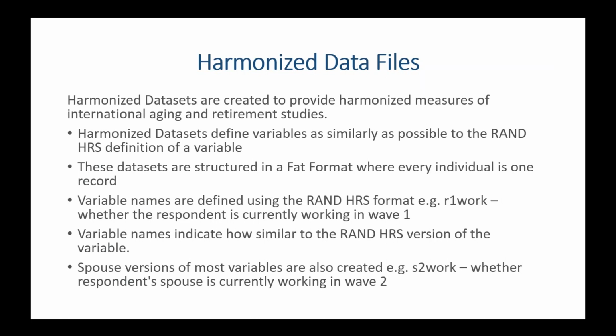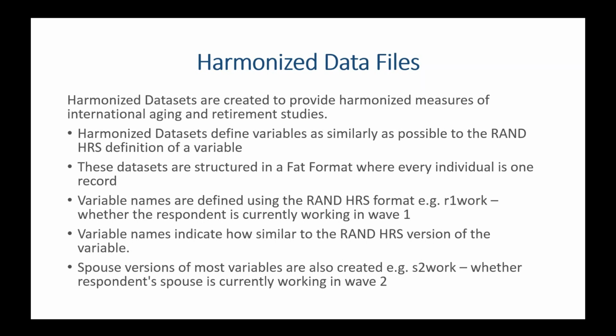So you can check back if you'd like to download the slides. Let's talk about harmonized data files and what I mean by that. Harmonized data sets are created to provide harmonized measures of international aging and retirement studies. Harmonized data sets define variables as similarly as possible to the RAND-HRS definition of a variable. If you're unfamiliar, the RAND-HRS is a version of the HRS data, and it's the version used by most people who use the HRS data because it's very user-friendly, it's available in one data set, and it's taken care of a lot of the pre-programming work of understanding the data. So it's accounted for things like skip patterns already.